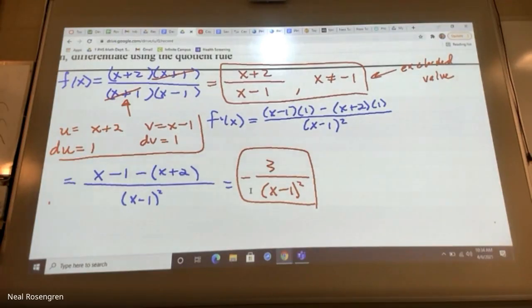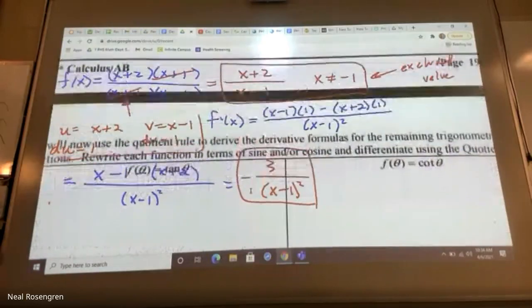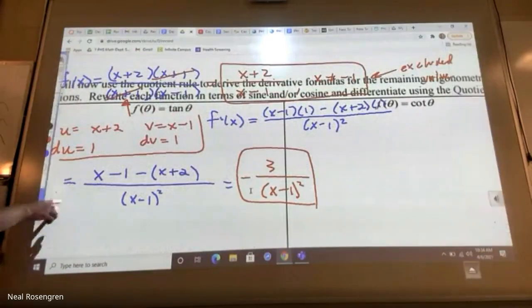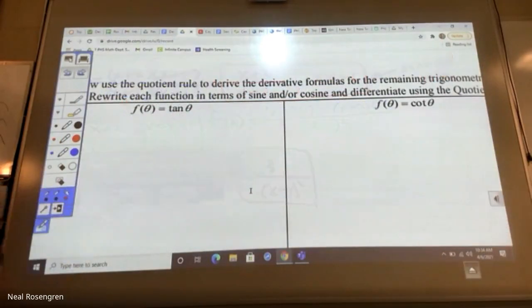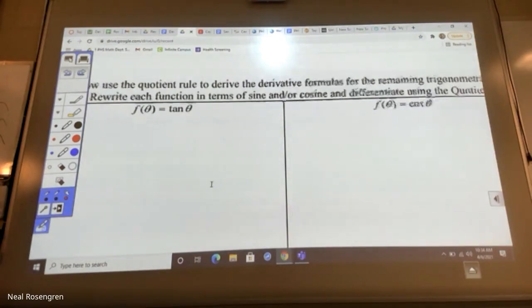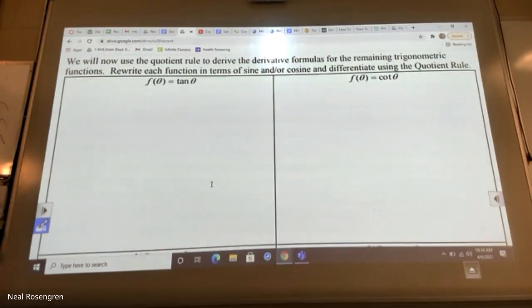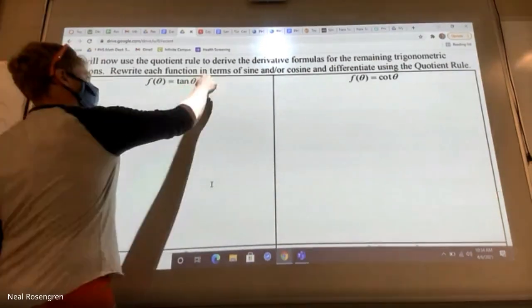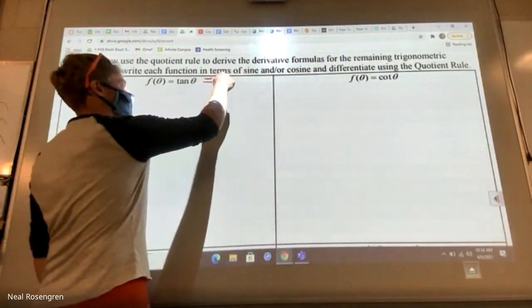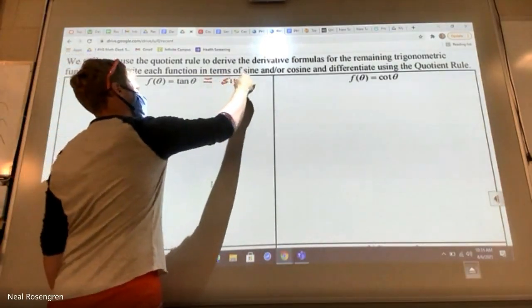But I think that's the way we should probably go about it, if we're thinking about what we know how to do. We know how to deal with fractions. We know what the derivative of sine is. We know what the derivative of cosine is. Let's take something like tangent. Let's rewrite it in terms of sine and cosine and make it a little bit simpler for us. Let's rewrite f of theta as sine of theta over cosine.